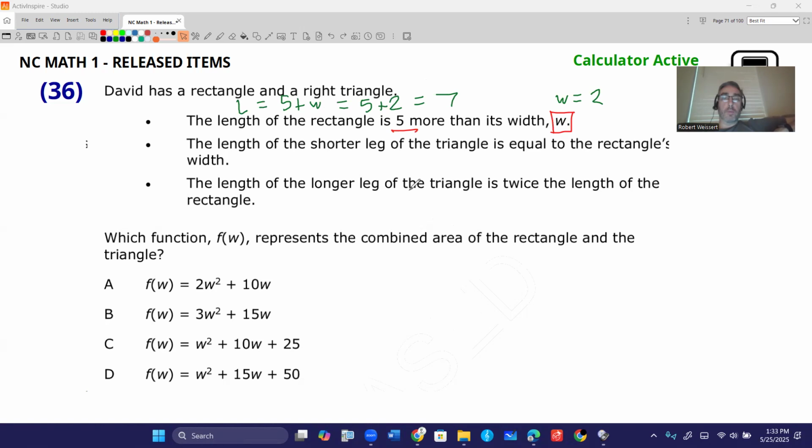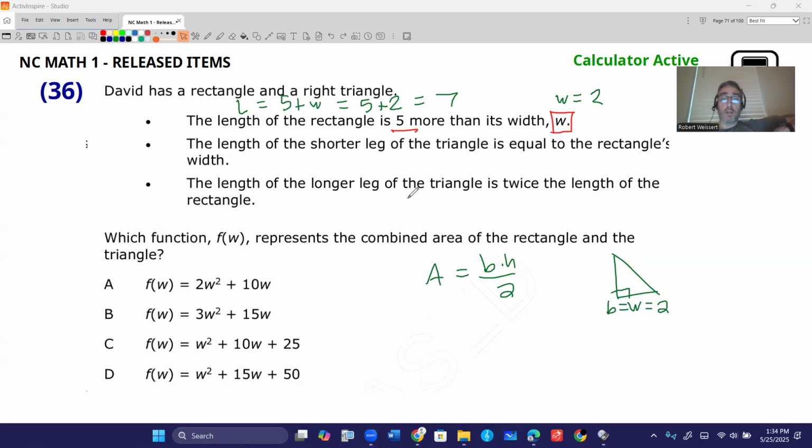Let's look at the triangle. We still have to know the area formula of a triangle. So the area is base times height divided by 2. And the shorter leg of the triangle is equal to the rectangle's width. So that's going to be W. And again, we set that equal to 2. So that base is going to be equal to W, which is equal to 2.